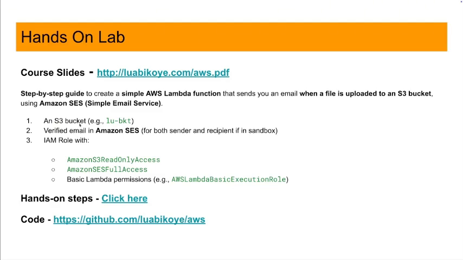We need an S3 bucket. We need a verified email account in Amazon SES. SES is the Amazon Simple Email Service. I won't be diving deep there, but you need an email address that would have been verified by Amazon so that we can go through this exercise. Then you need an IAM role with these permissions, such that you would have access to the relevant resources when this Lambda function is being triggered.